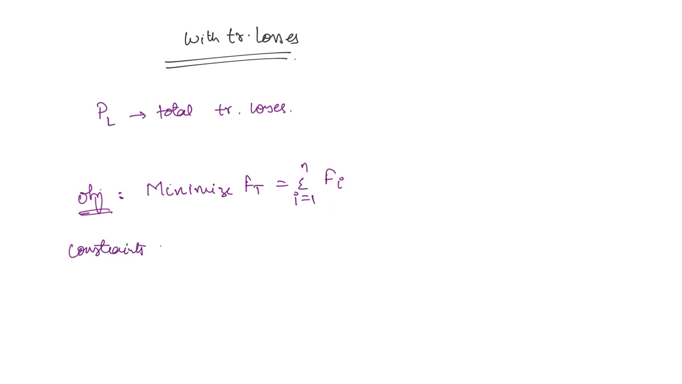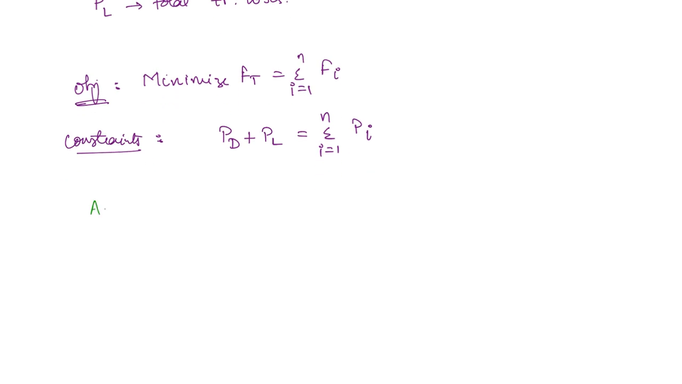Then what are the constraints? Here we have the transmission losses as well. So the total generator output should cater to both the load demand as well as the losses. So what will this be? PD plus PL is equal to sigma i is equal to 1 to n Pi. This is the constraint.